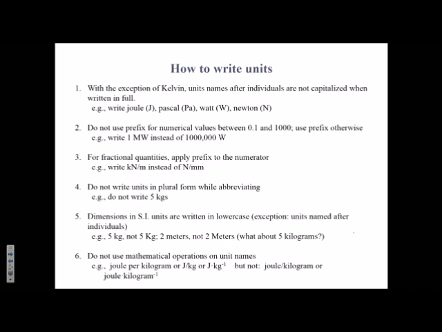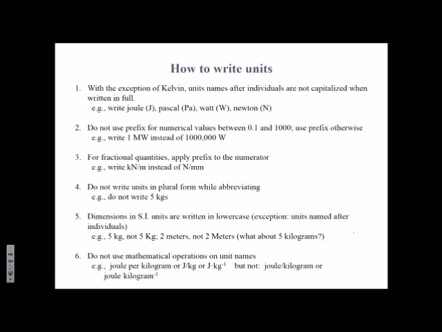Dimension in SI units are written in lowercase, exception units named after individuals, which we have seen in point number 1. So when you write kilogram, you write 5 kg, where everything is lowercase, not capital K and small g, right? 2 meters, not 2 uppercase M meters. What about 5 kilograms? Is that okay?